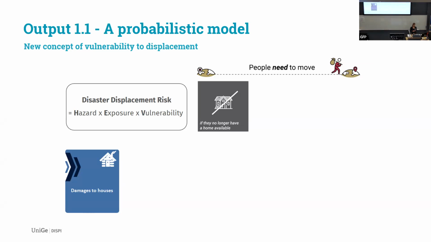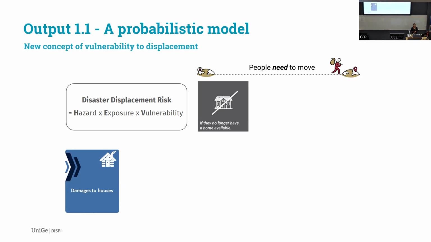We started from the disaster displacement risk formula, so hazard times exposure times vulnerability. And in the context of displacement, vulnerability was considered just as vulnerability concerning the housing component. So the previous approach considered people living in a house damaged over a certain threshold to be displaced. Now we are working with IDMC, which is the Internal Displacement Monitoring Centre, to develop this approach, including other elements that can be important in order to understand the dynamics of displacement.